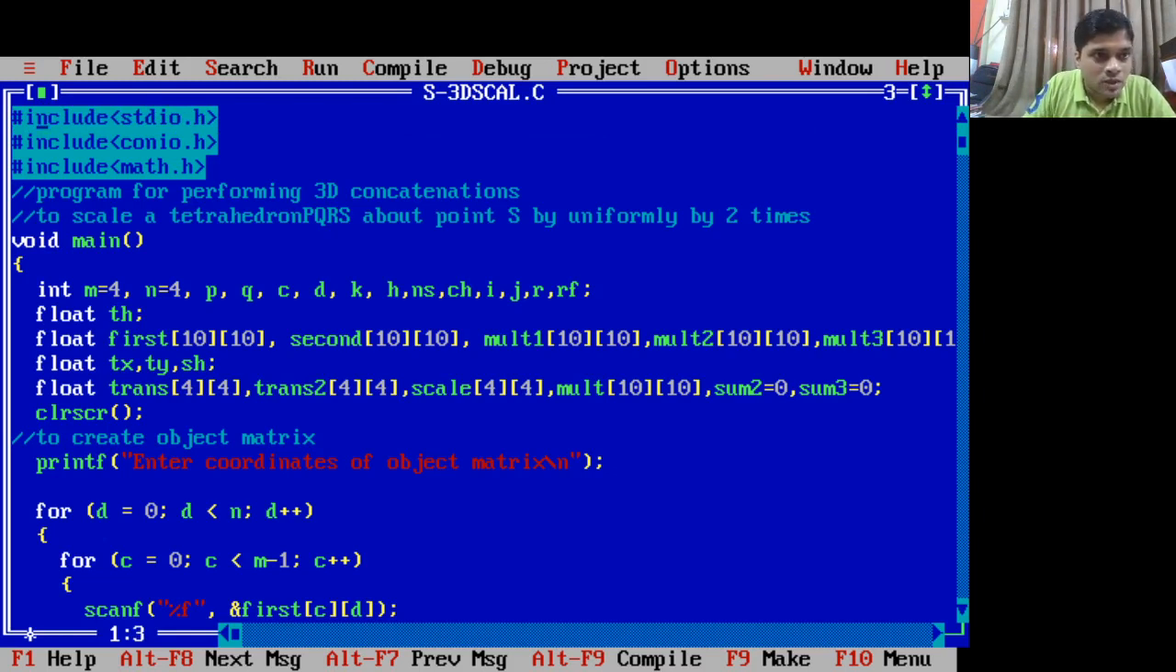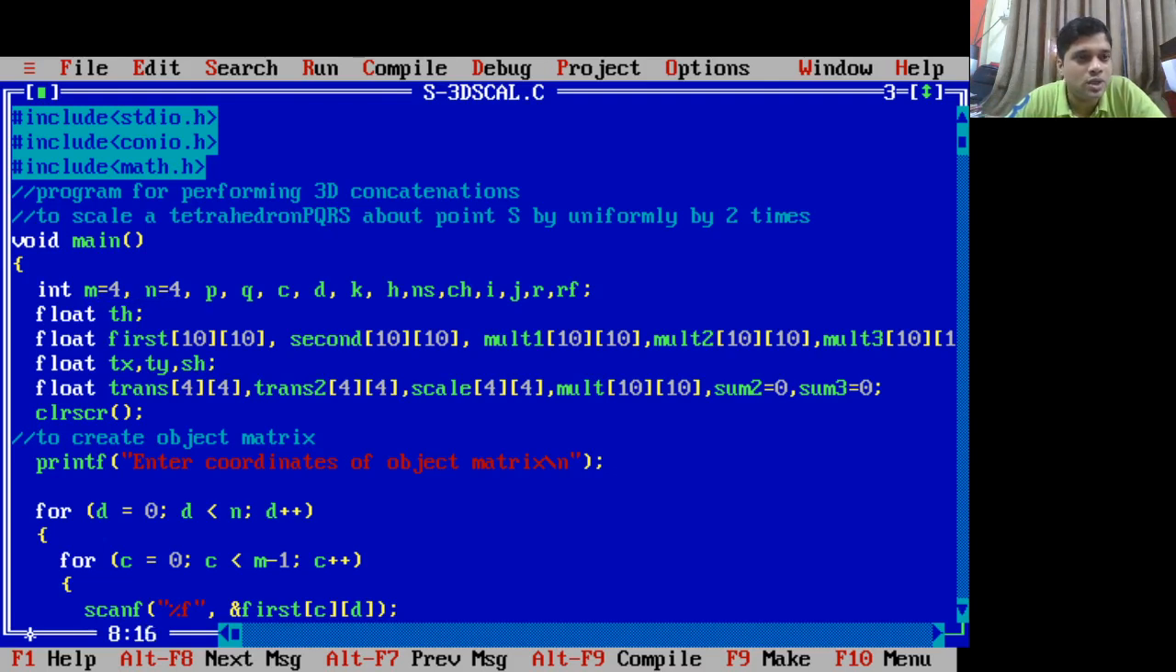I have included stdio.h, conio.h and math.h. We are going to perform the 3D concatenations, on similar lines as we did the two-dimensional transformations and two-dimensional composite transformations. We have taken M and N to represent the object matrix as rows and columns. For two-dimensional transformations we took M as 3. Now we will take M as 4 and N as 4.